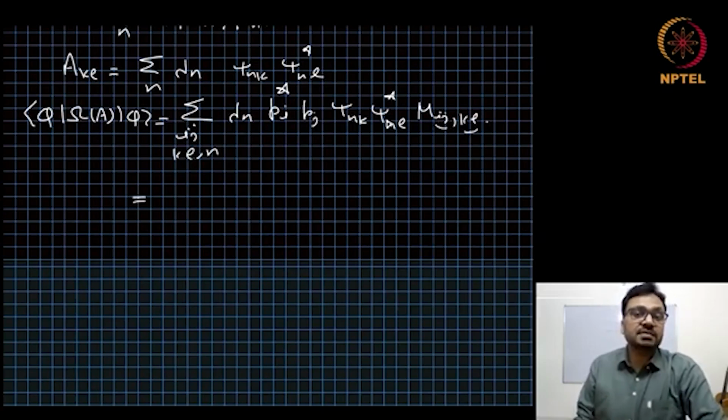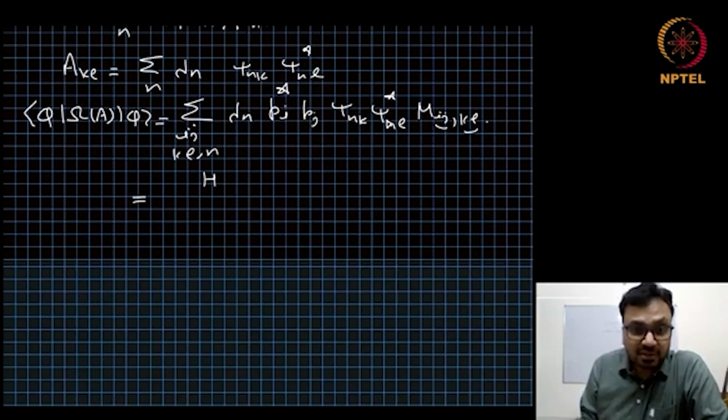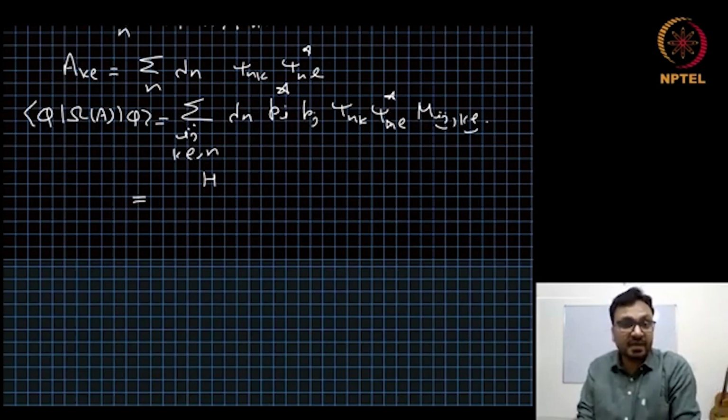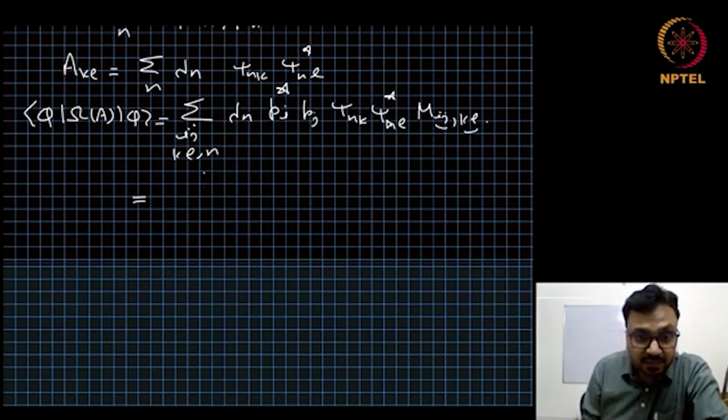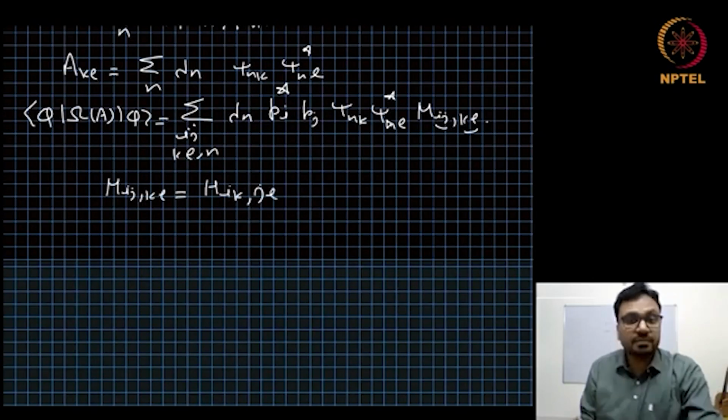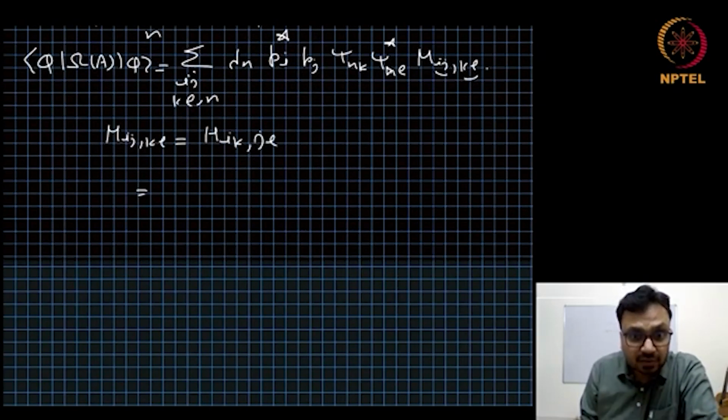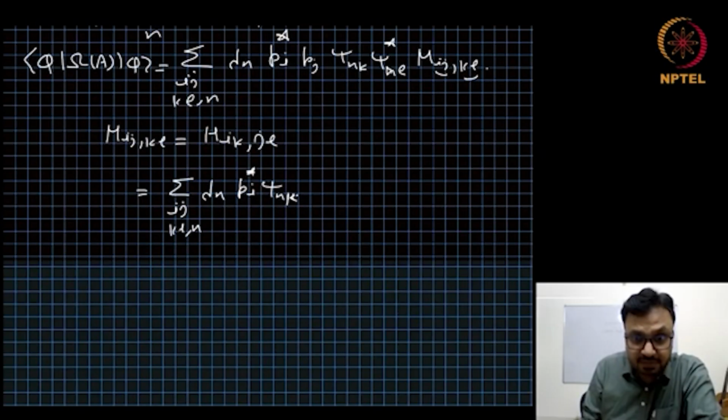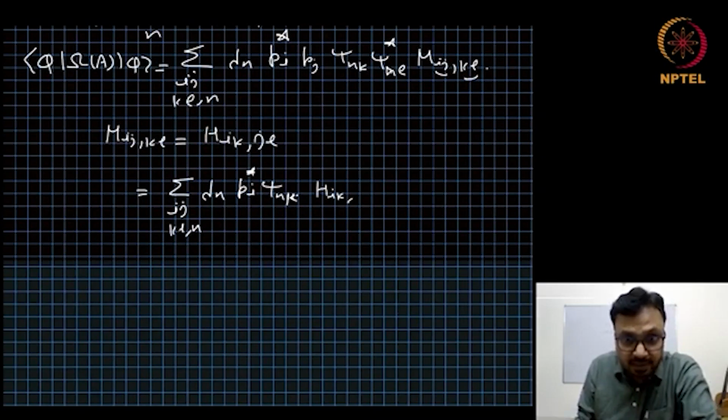What we do next to simplify it, we use the H matrix and we replace M with the H matrix. So let me recall the relation of M and H matrix. The Mij kl is actually Hik jl. We just interchange the elements, so we get sum over ij kl n lambda n pi star psi n k. I'm just reshuffling these also to get a form I require, and pj psi n l star.